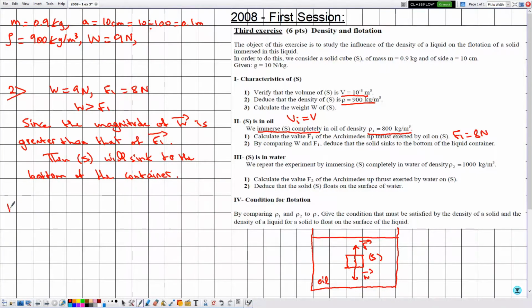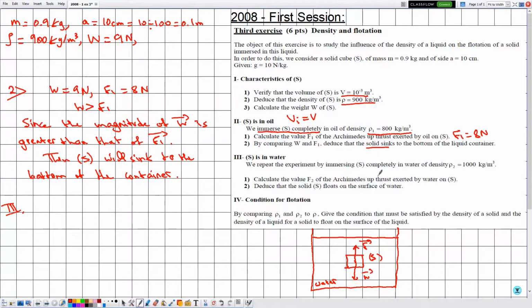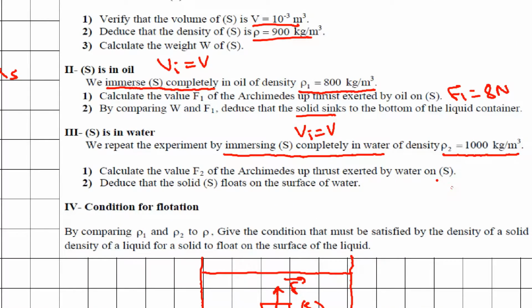Now part 3 of this exercise. Here let me say that the result is that the solid will sink. Now S is in water, so here oil is replaced by water. We repeat the experiment by immersing S completely in water, this is important. Then in this case also we have that Vi is equal to V, and the density ρ2 is equal to 1000 kg per meter cube. Number 1, calculate the value of F2 of the Archimedes upthrust exerted by water on S.